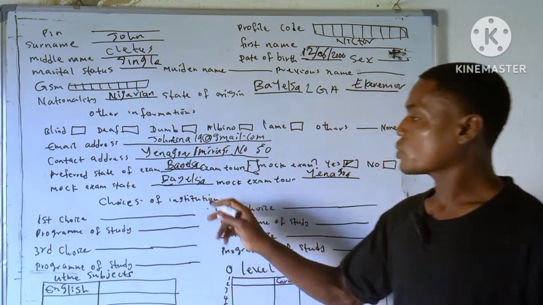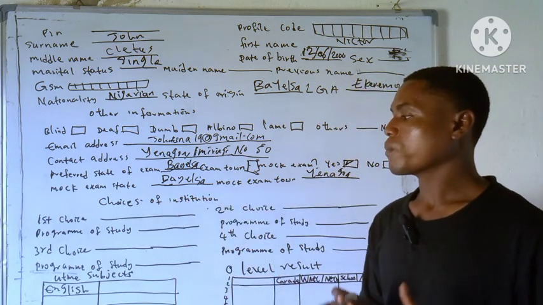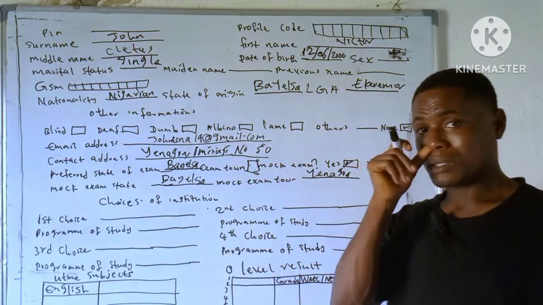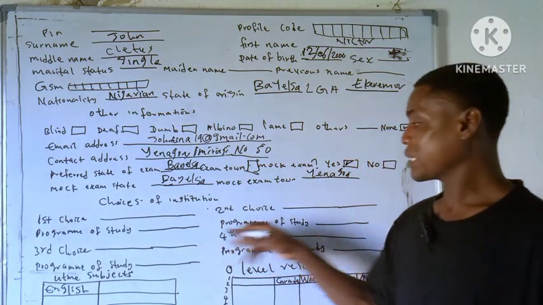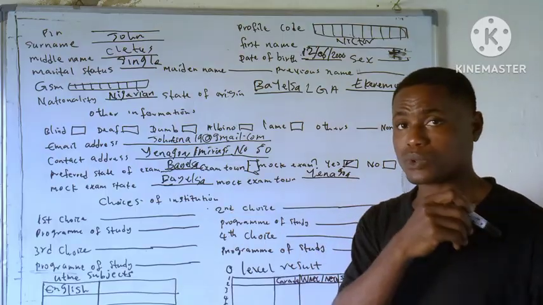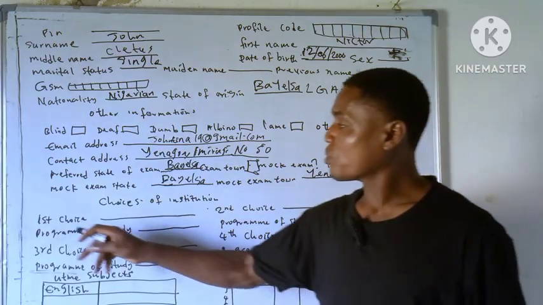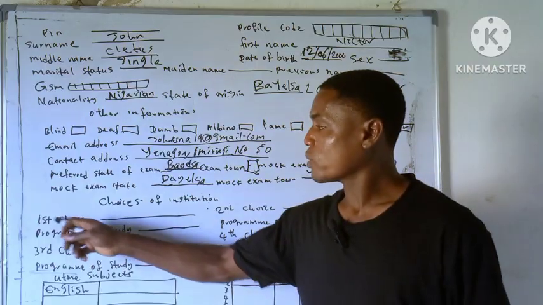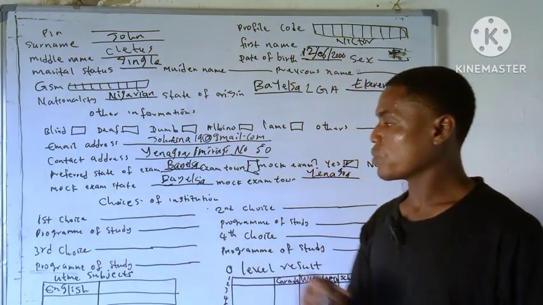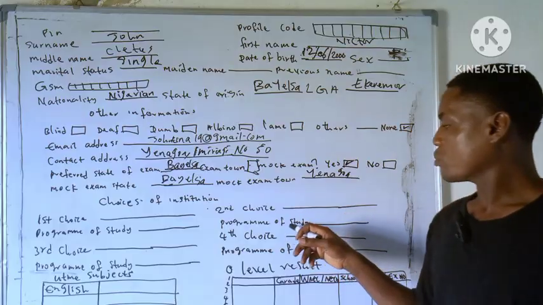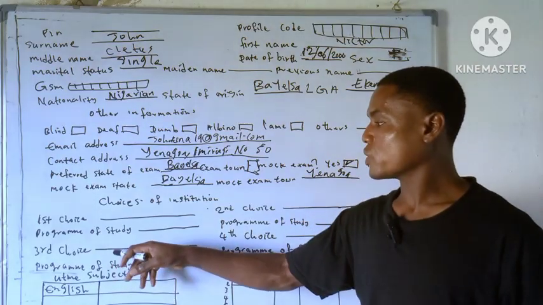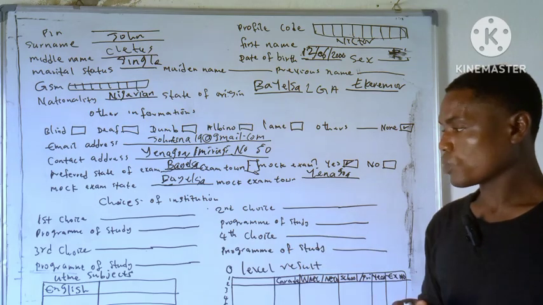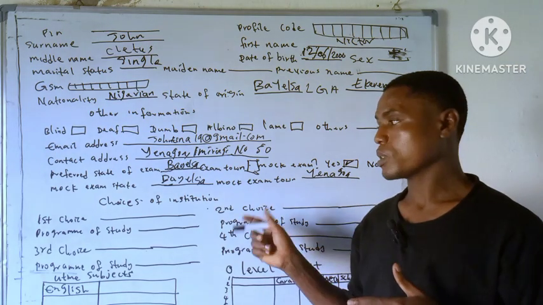Then choices of institution. Pay attention to this particular area because most of you are still making a lot of mistakes in this area, even previous students. This one first, we have up to 4 choices. Look at it. This one is the first choice, program of study. Second choice, program of study. Third choice, program of study. Fourth choice, and program of study. Pay attention. I want to explain something.